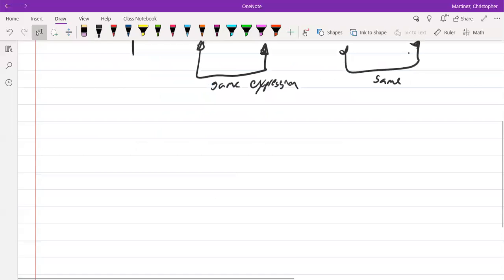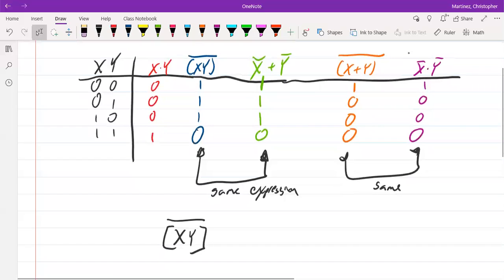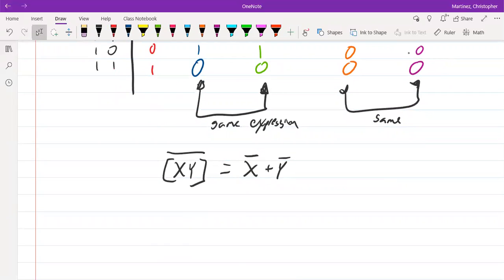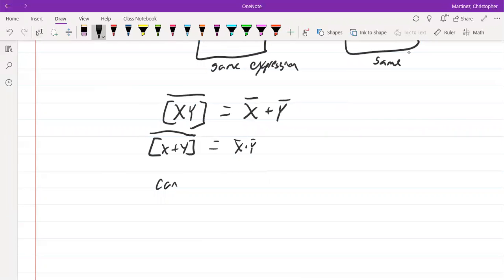All right, so let's look at these items and see what it is that we see happening. So we have x and y. That quantity has a bar over it. And that was the same as x bar plus y bar. Then the other expression was the quantity x or y with a bar over it. It's the same as x bar dot y bar. All right, so the conclusion we're going to make is somehow these are equal. And how they are equal is we can form these expressions using what is called DeMorgan's law.